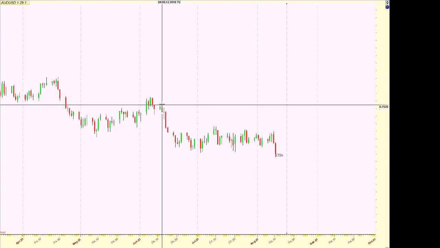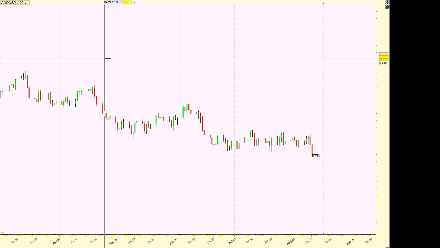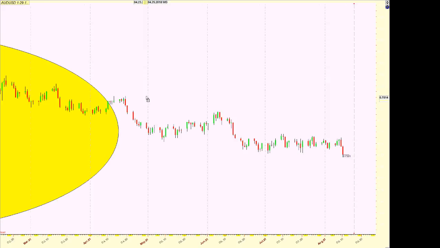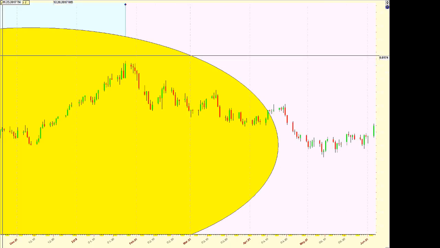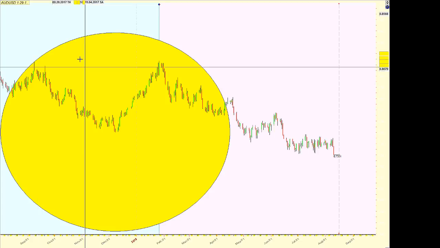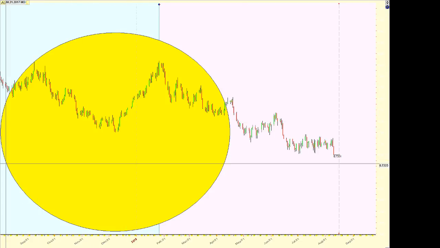Maybe I could give you a little freebie here. Let's see. The ellipse. A little more on geometry. Geometry is cool. Let's get this unlocked here.